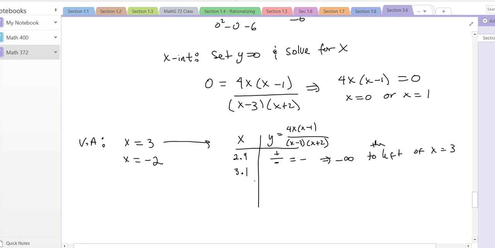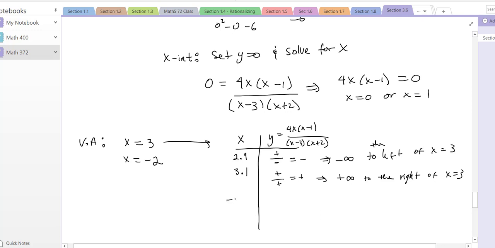And then to the right of x equals 3, now everything is positive. The numerator is still positive, right? 4 times 3 and 3 minus 1, those are all positive. Now 3.1 minus 3 is positive, and 3.1 plus 2 is still positive. So positive divided by positive is positive. So we're going to positive infinity to the right of x equals 3. And then you do the same thing for x equals negative 2.